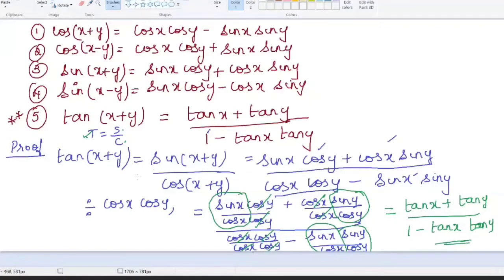So tan of x plus y, how do I remember this? Distribute tan. So it is tan x plus tan y, whole divided by 1 minus the product of the two, tan x into tan y. So tan of x plus y is tan x plus tan y by 1 minus tan x into tan y.